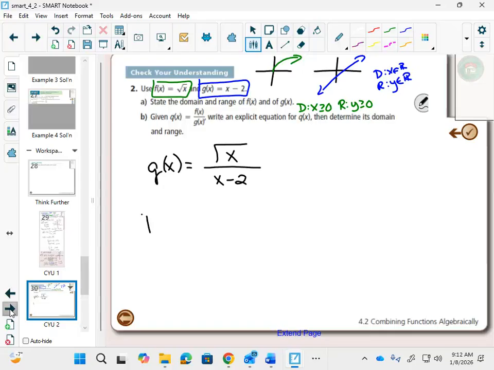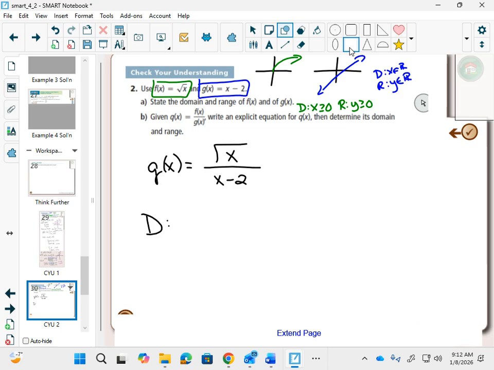Okay, the domain, like I said, on the exam, the domain they're going to ask you. The range, not so much, but we'll do it anyway. Domain, you have to check everything for things that are not allowed. I am not allowed to square root a negative. So my x values from the top, this has to be true. The x values have to be bigger than or equal to 0.